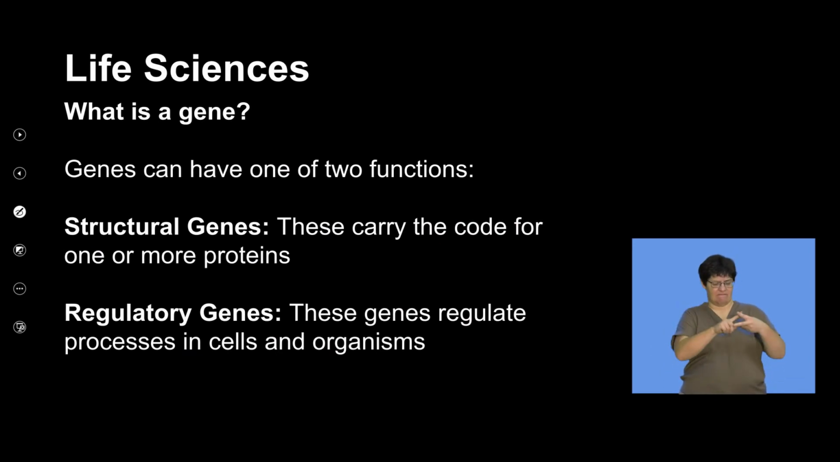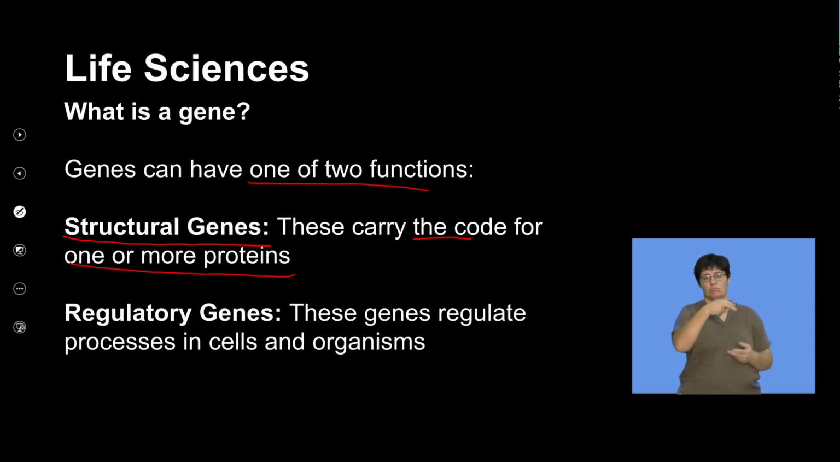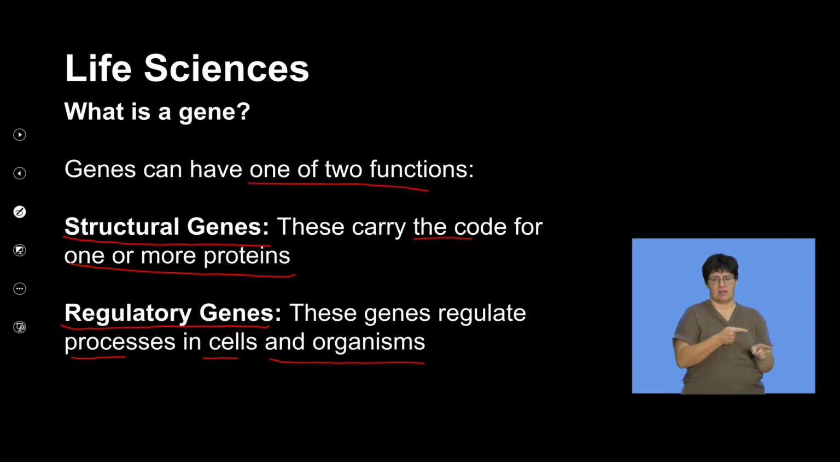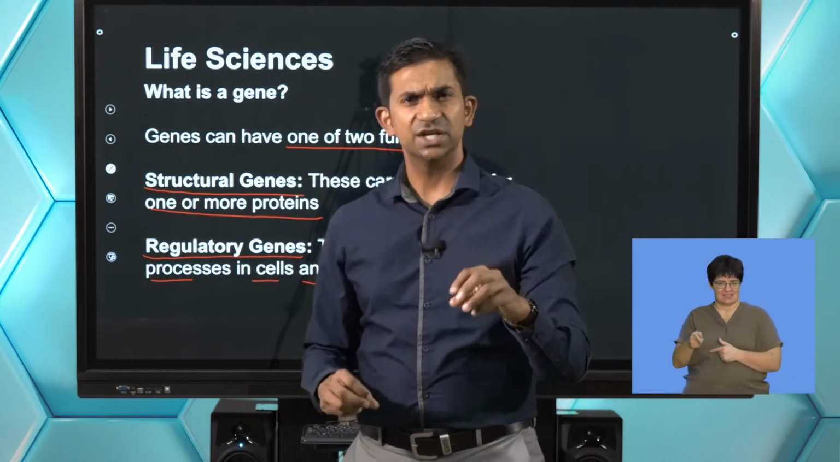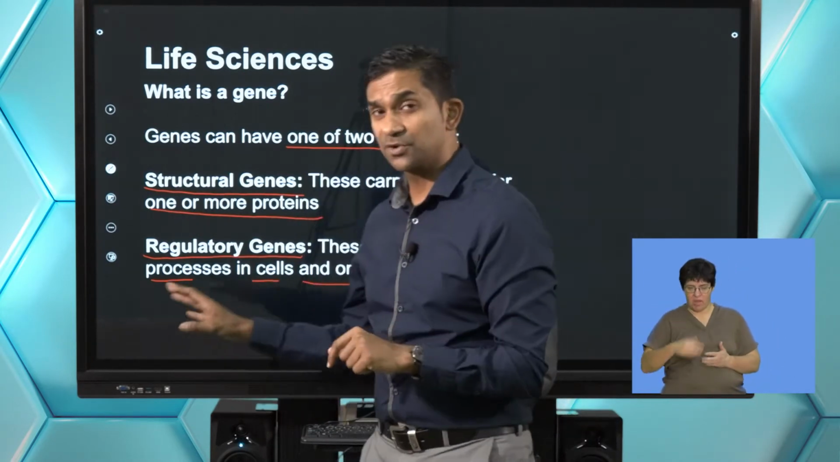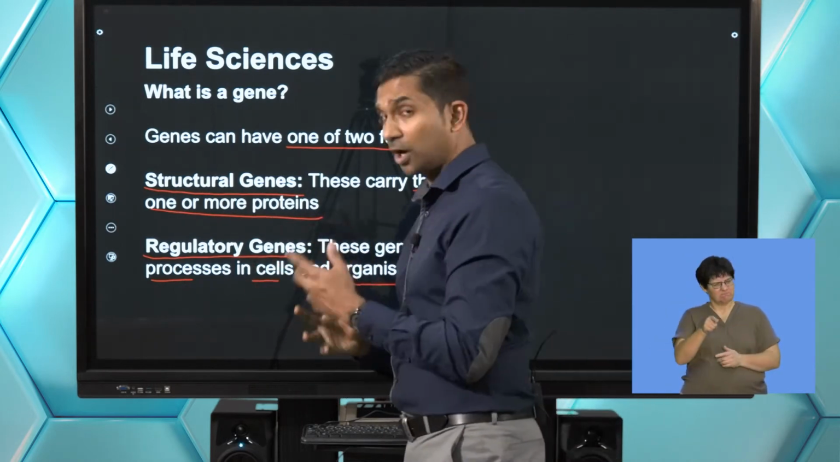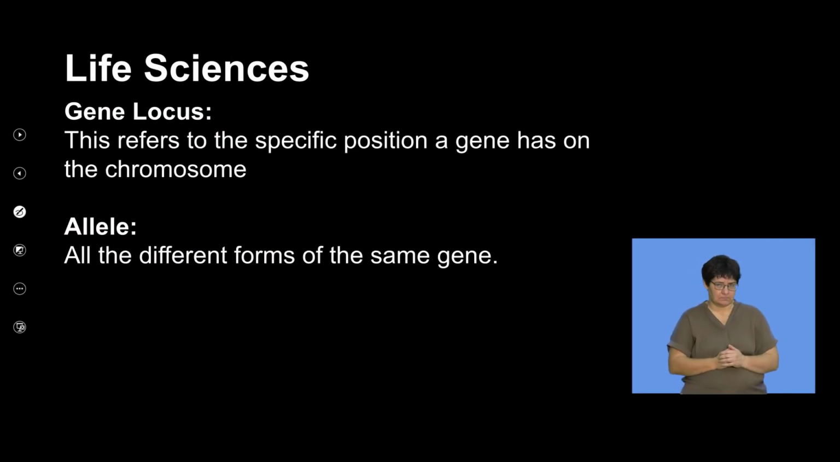So genes can have one of two functions, guys. When we refer to them and we talk about structural genes, these carry the code for one or more proteins. So these genes basically produce proteins. But we also have regulatory genes. And these are genes that regulate processes in cells and organisms. So broadly classifying genes, we have these, as I mentioned, structural genes that code for making specific characteristics of proteins. And we have regulatory genes, which basically switch on or switch off certain processes in the cell. And that's important in us understanding how genes carry out their functions.